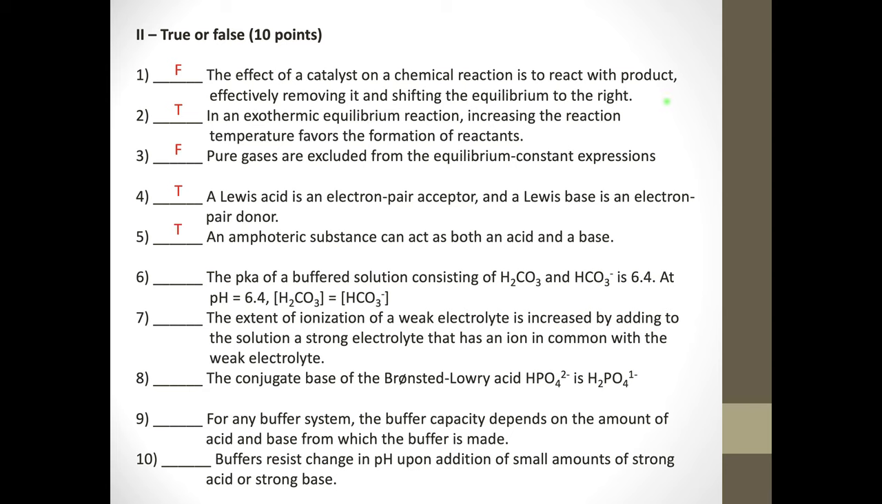Number 6, the pKa of a buffered solution consisting of H2CO3 and HCO3- is 6.4. This is the pKa for this weak acid. At pH equals 6.4, both concentrations are going to be equal. True or false? And that is true. When both concentrations are equal, the pH is going to be equal to the pKa, using the Henderson-Hasselbalch equation. So we can establish that the pH is going to be equal to the pKa when both concentrations are the same. So that's why number 6 is true.